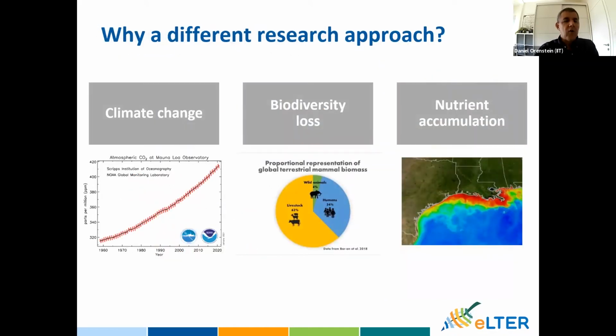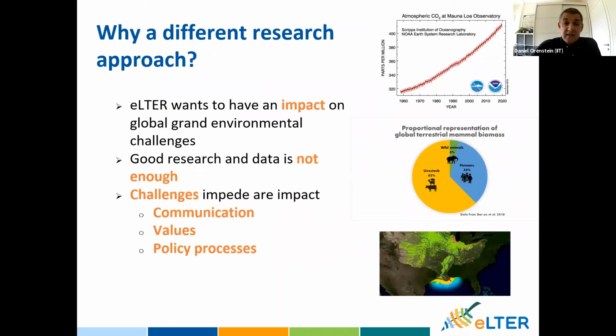So there's a question mark regarding why we have not been able to mitigate these problems and why they continue despite the best scientific knowledge and the ability to define the problems and their impact. And indeed, LTSER wants to have a positive impact on mitigating those ecological problems, environmental problems. And what we discover is that good research and good data is clearly not enough to resolve those problems.